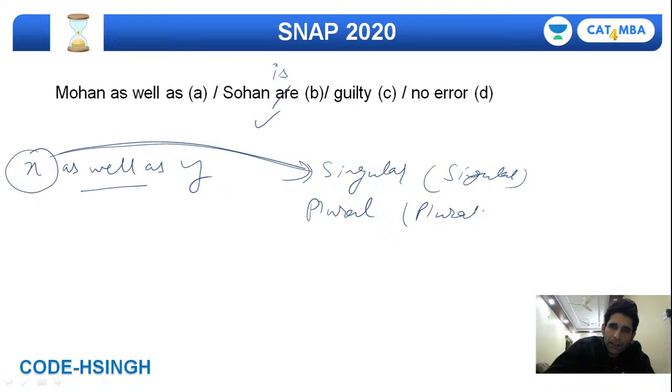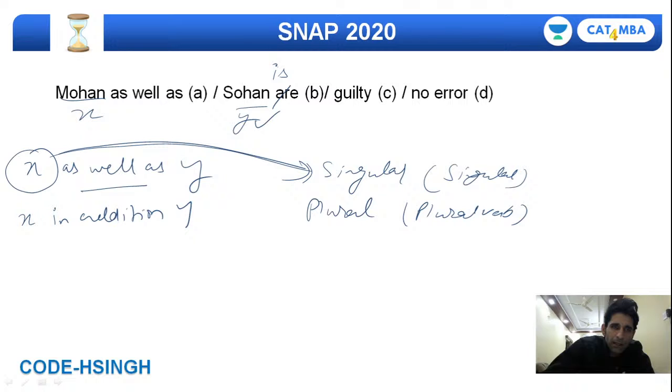Okay, now what are the cases where this rule applies? These are the cases, guys, just observe this. So you have the first entity, like here Mohan is x and Sohan is y, right? So when you have such situations like x in addition to y, you have to look at x only, you have to ignore y.